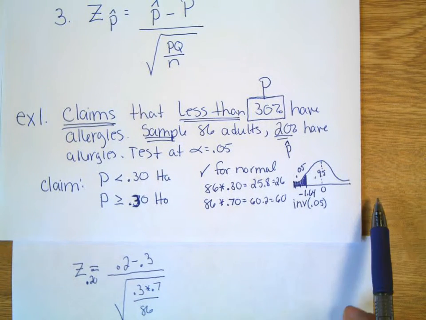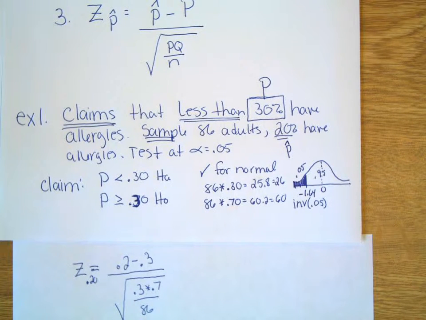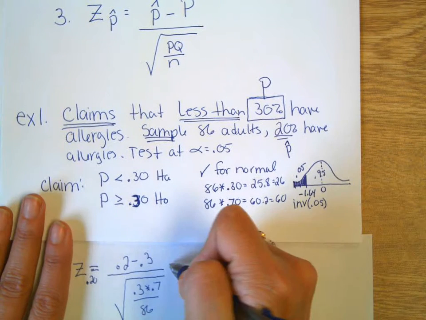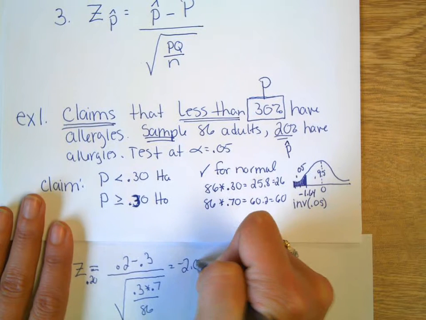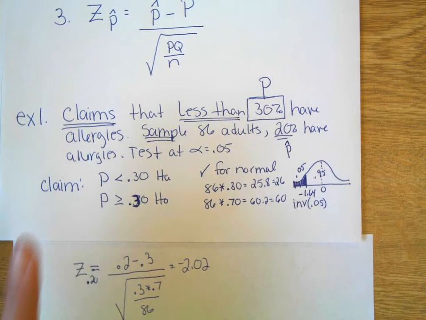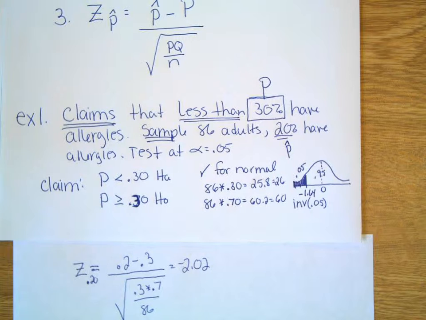George, I got negative 2.02. Let me try it and see what I get. It's calculator skills now. Negative 2.02. Do we have an agreement? Yeah, negative 2.02. We're rejecting H0. George, you did not get that. You don't have good calculator skills. Let me show you the way.